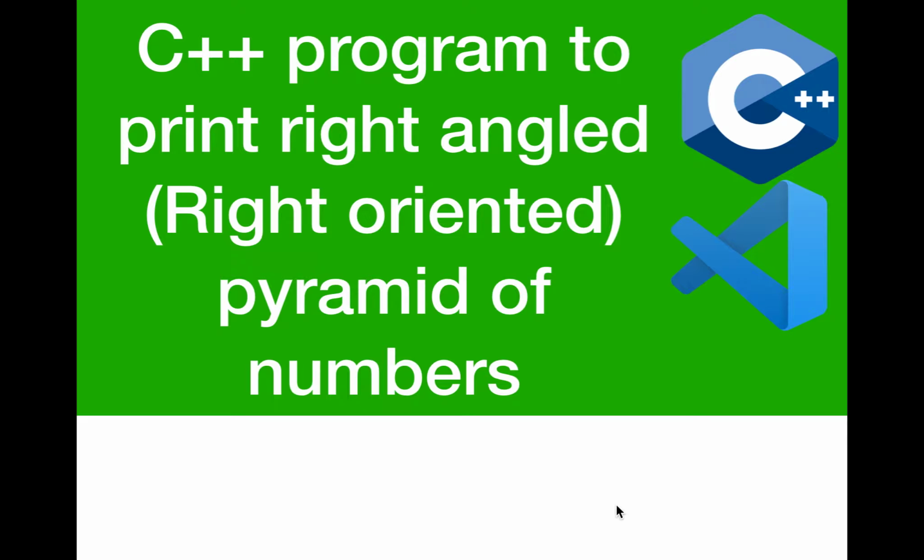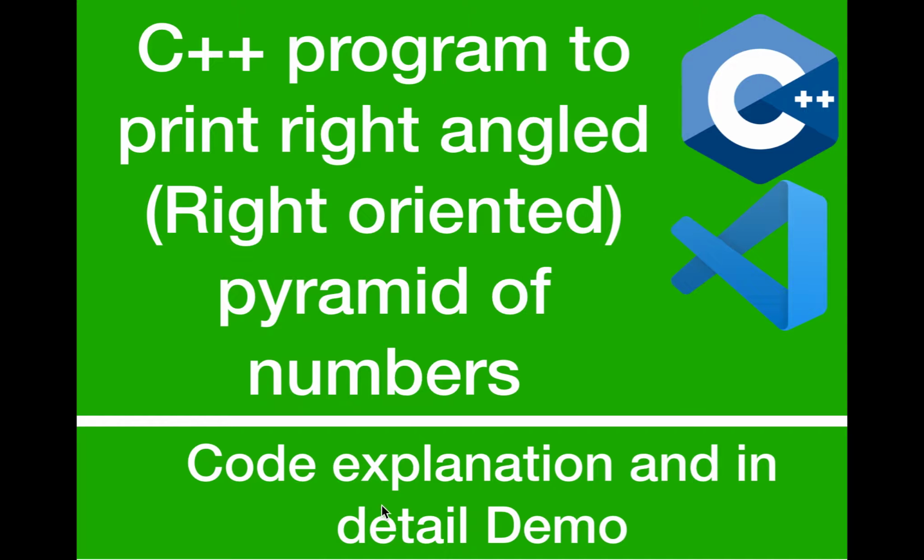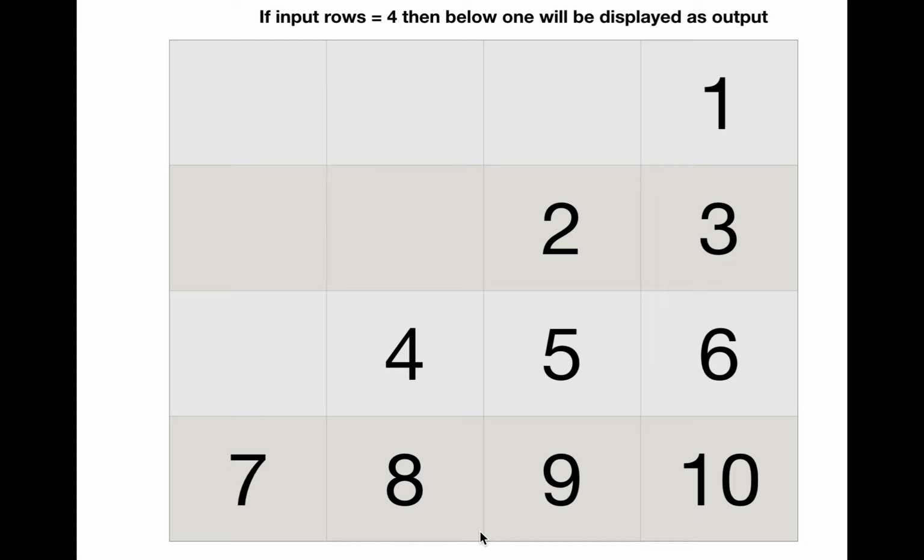In this program we will talk about how to print a right-angled, right-oriented pyramid of numbers. We will go through the code in detail and demo. So what would be the output of this program?